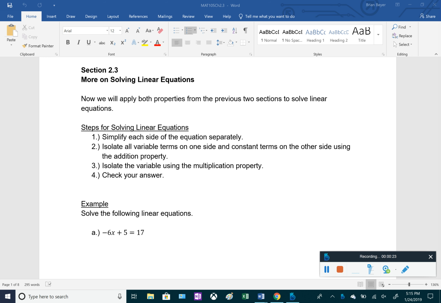Then we're going to isolate the variable terms on one side of the equation and the constant terms on the other side of the equation using the addition property. And then we're going to isolate the variable using the multiplication property. And then as always, we can check our answer by plugging it back in the original and making sure it works. Okay, so let's do several examples here.